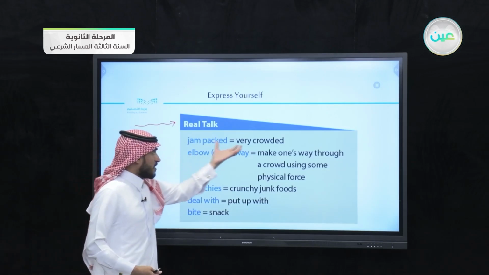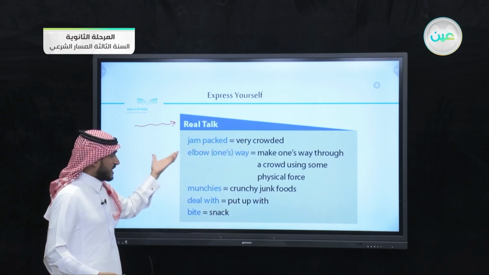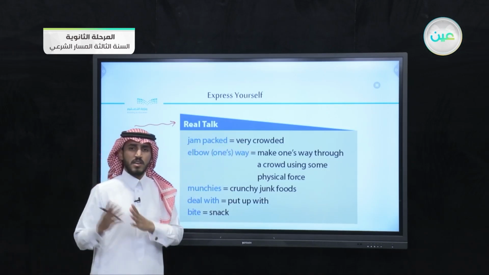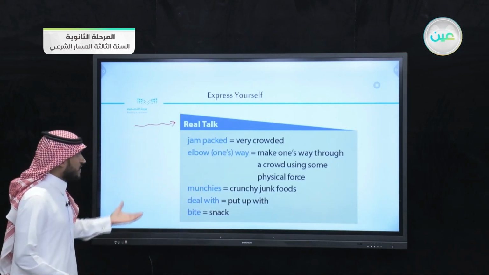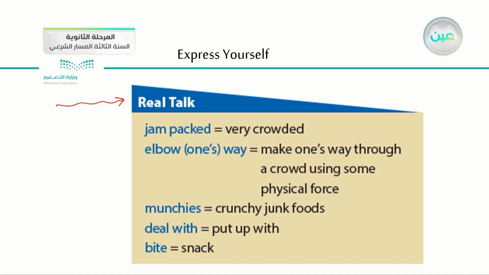So it is very crowded. When we say something is packed or jam-packed, that means it is very crowded. After that, elbow one's way, or elbow my way, or he elbows his way. What does that mean? It means that the person is trying to push his or her way through the crowd, through the people. So they are finding some difficulty walking through the crowd.